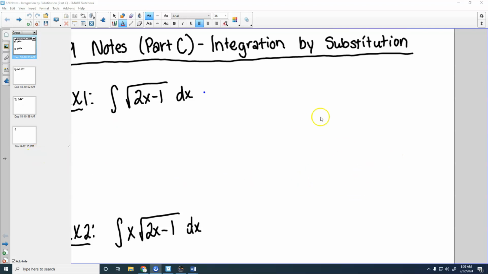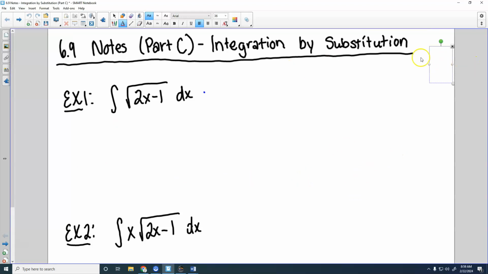Okay, all right, so number 1 should be one we already know how to do. What should the u be in that situation? 2x minus 1. All right, du is 2 dx.